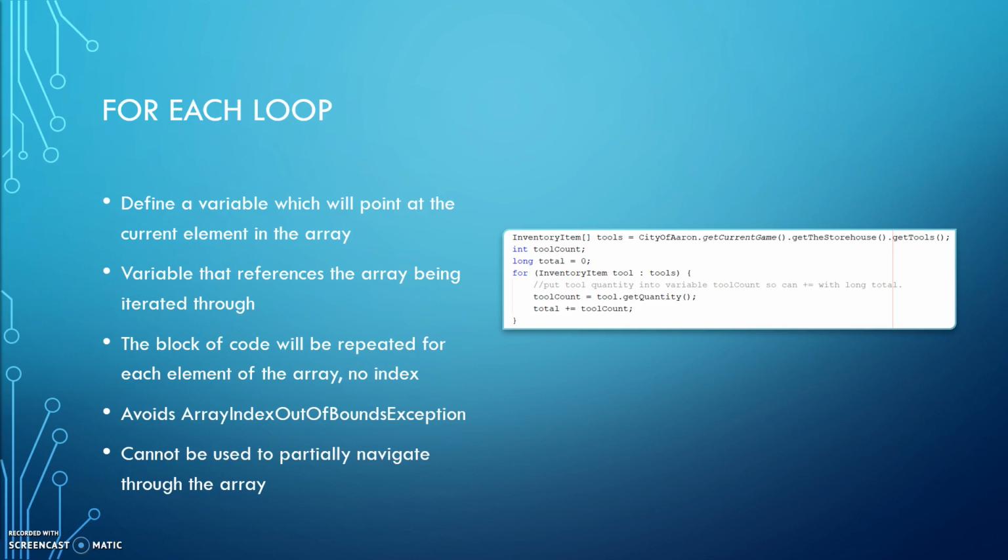And then the block of code will be repeated for each element of the array with no index. It automatically goes through the whole thing, which avoids the array index out of bounds exception. The disadvantage here, if you only want to go partially through the loop, you can't do that with this. You have to go through the entire array.